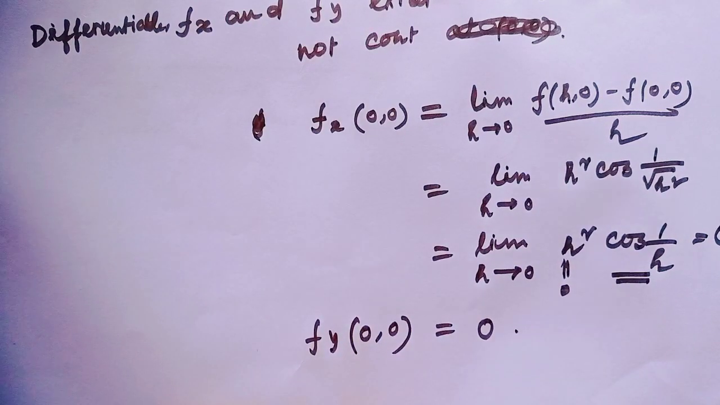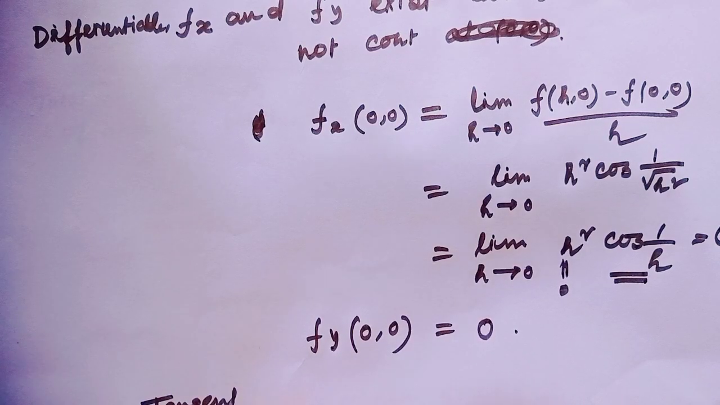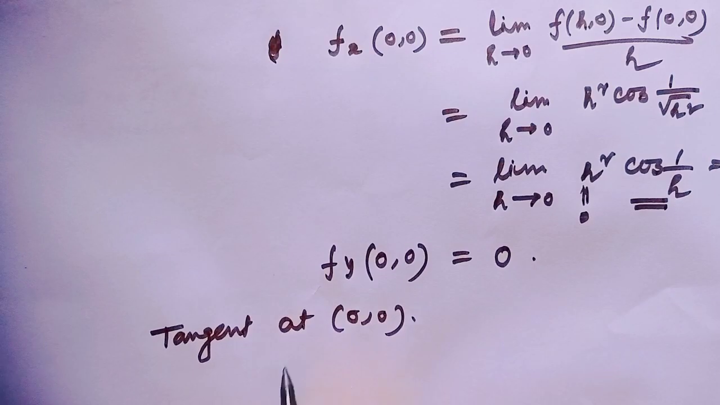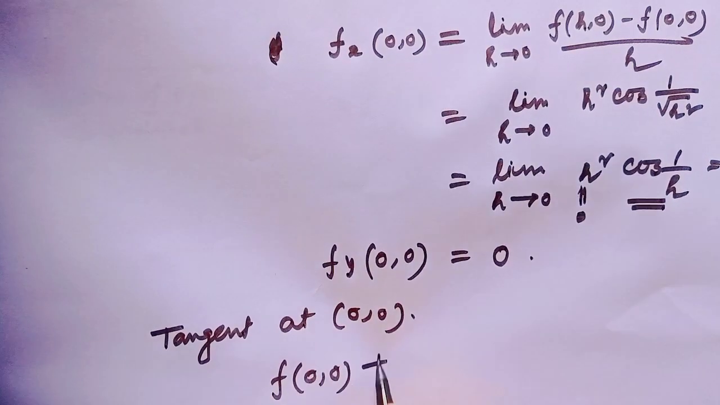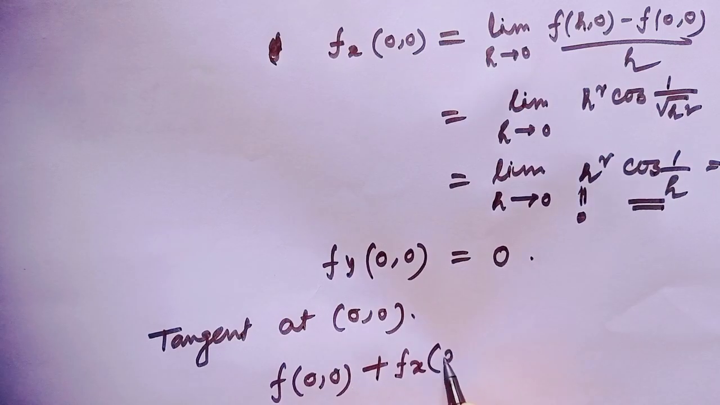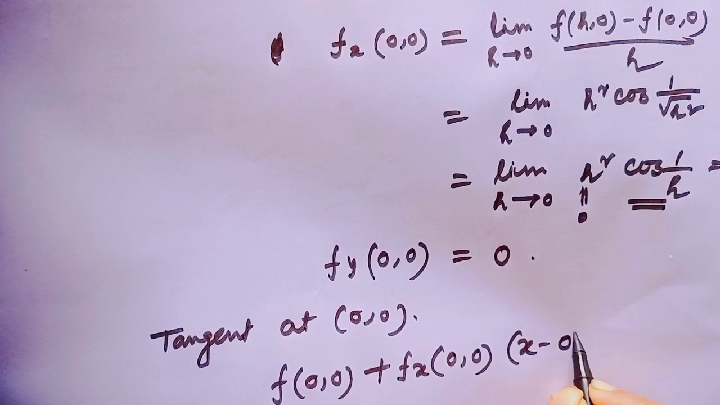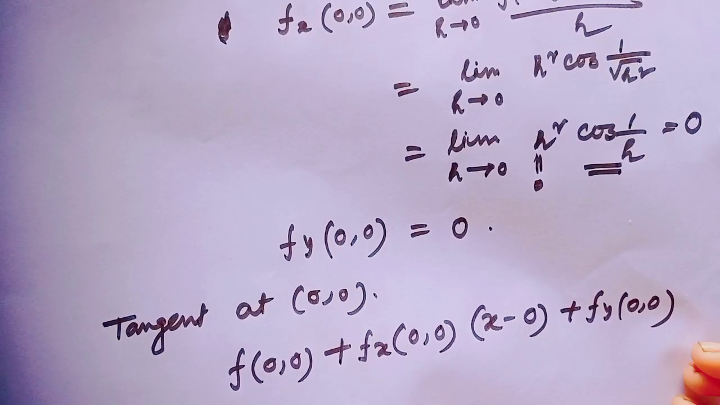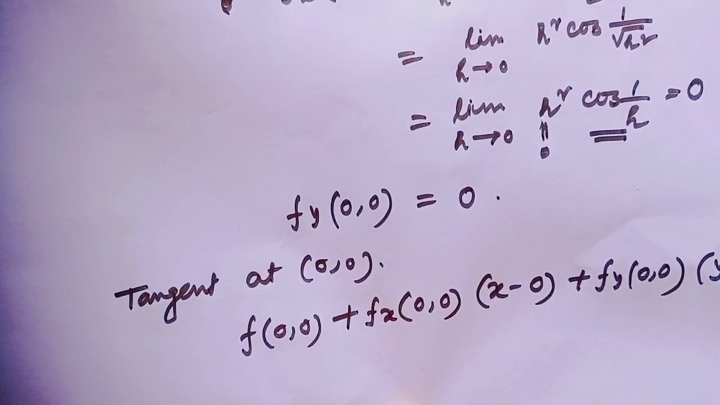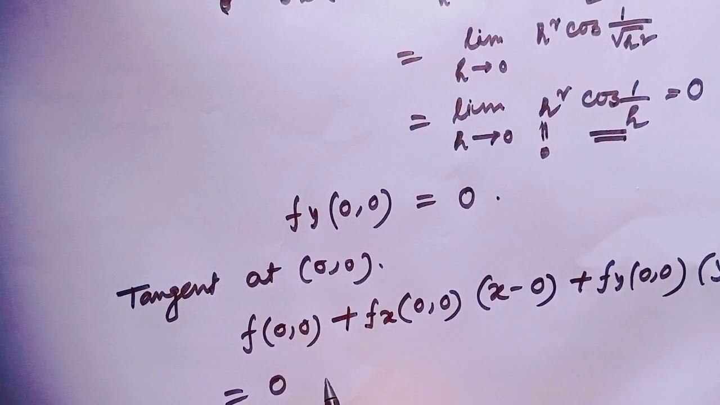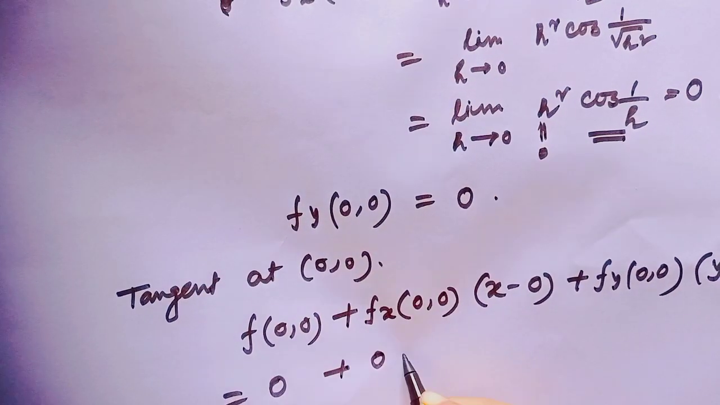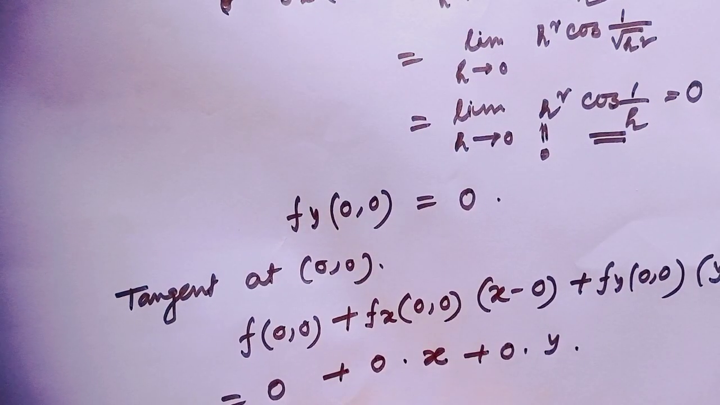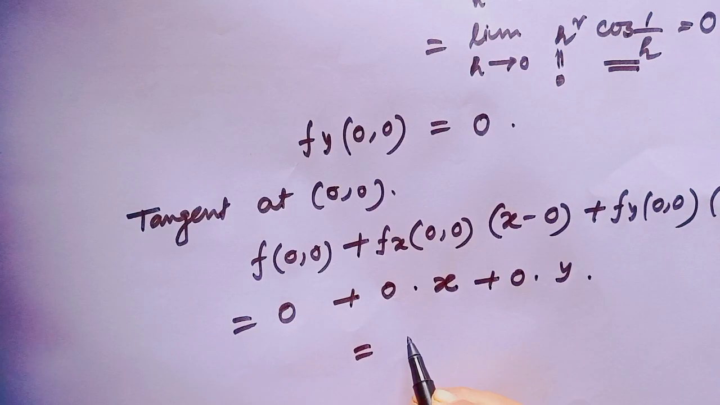So the equation of the tangent plane of this function at (0, 0) would be f(0, 0) plus f_x at the point (0, 0) times x minus 0 plus f_y at the point (0, 0) times y minus 0, and f(0, 0) is equal to 0, and this is also 0 times x plus 0 times y, and the equation of the tangent plane at the point (0, 0) is 0.